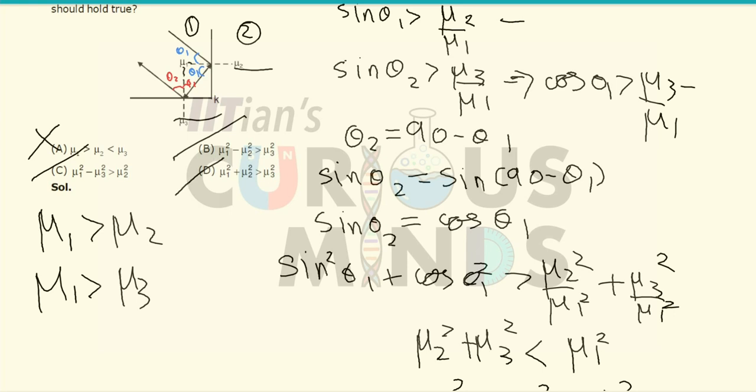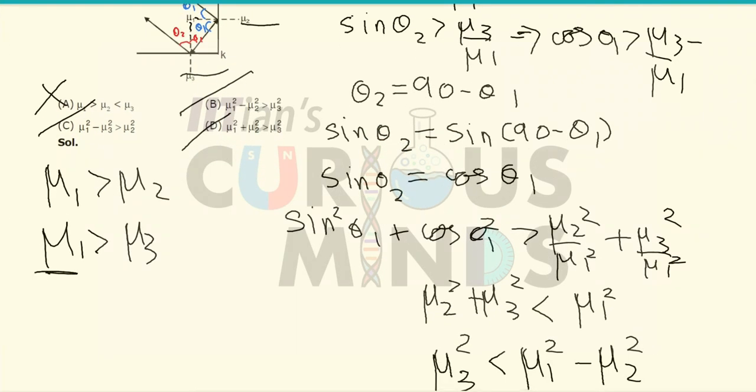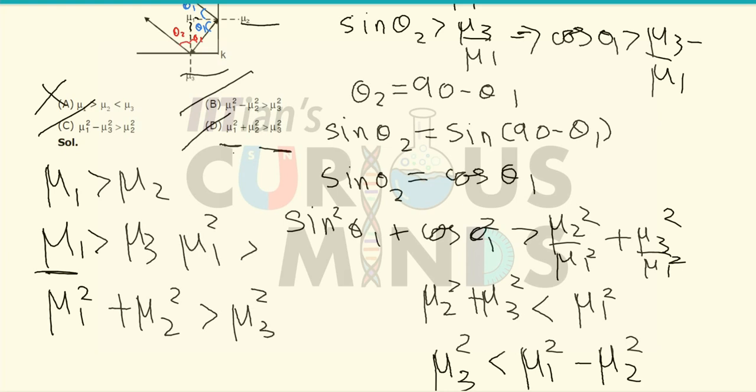Option number D will also be correct because mu 1 is greater than mu 3. So mu 1 square plus mu 2 square will obviously be greater than mu 3 square, because mu 1 square itself is greater than mu 3 square, so if I add another term, it will anyway be greater. So option number D is also correct. The correct answers are option numbers B, C and D.